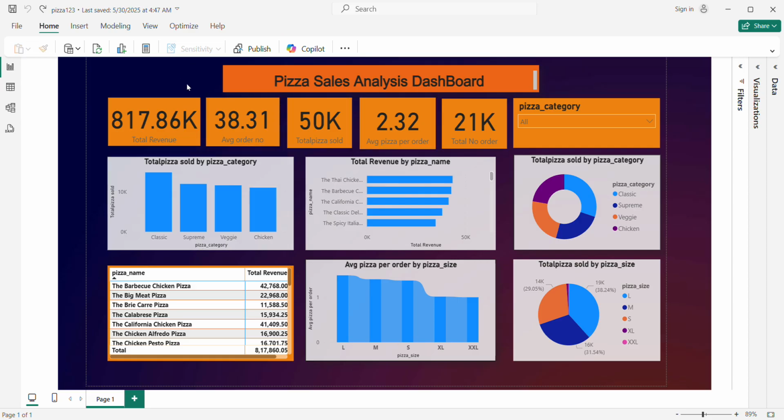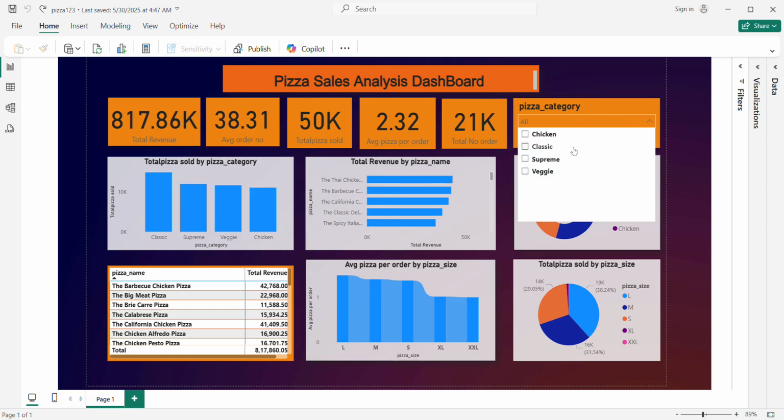So this sales dashboard shows the total revenue is 817.86K, the average order is 38.31, the total pizza sold is 50K, the average pizza per order is 2.32, and the total number of orders is 21K in the pizza sales.